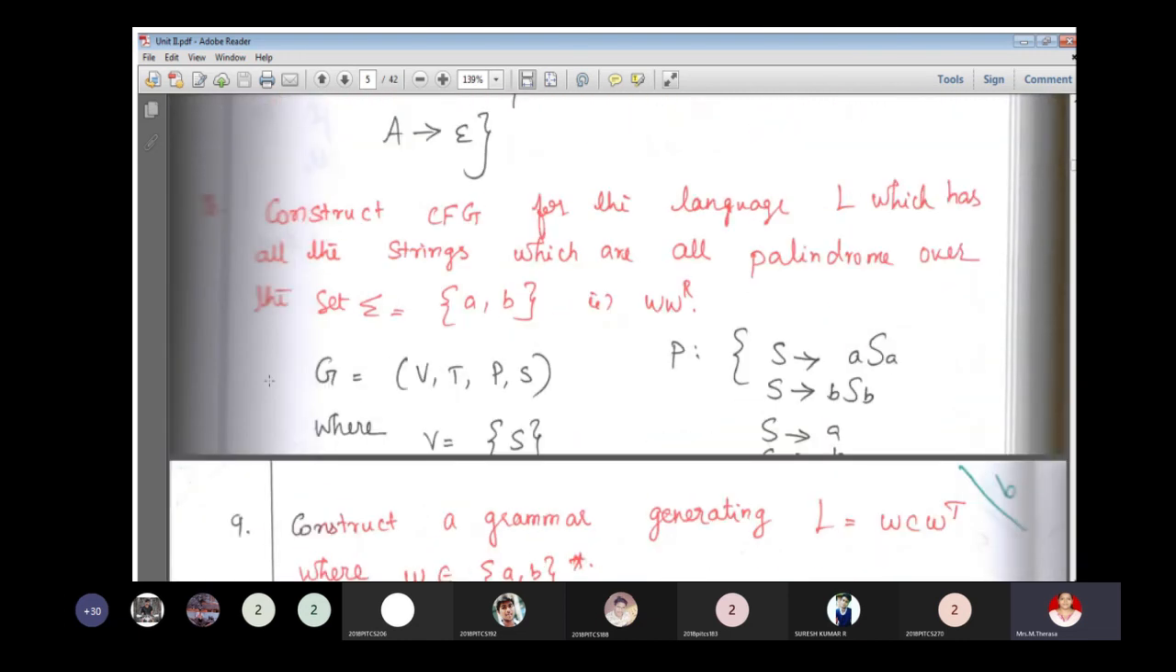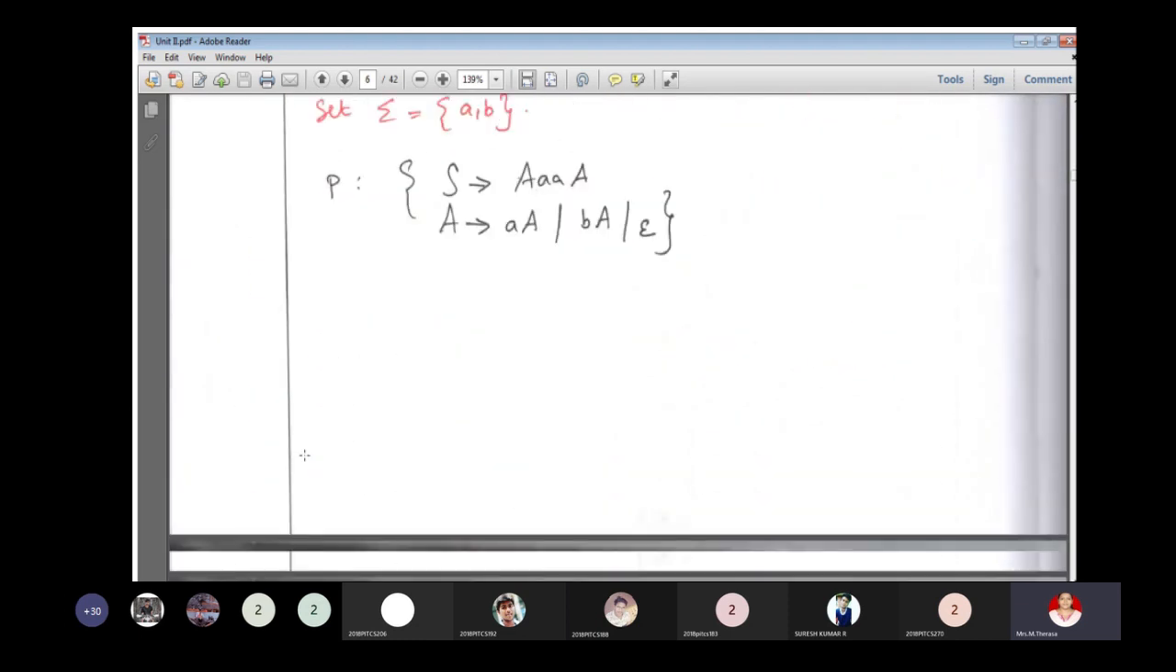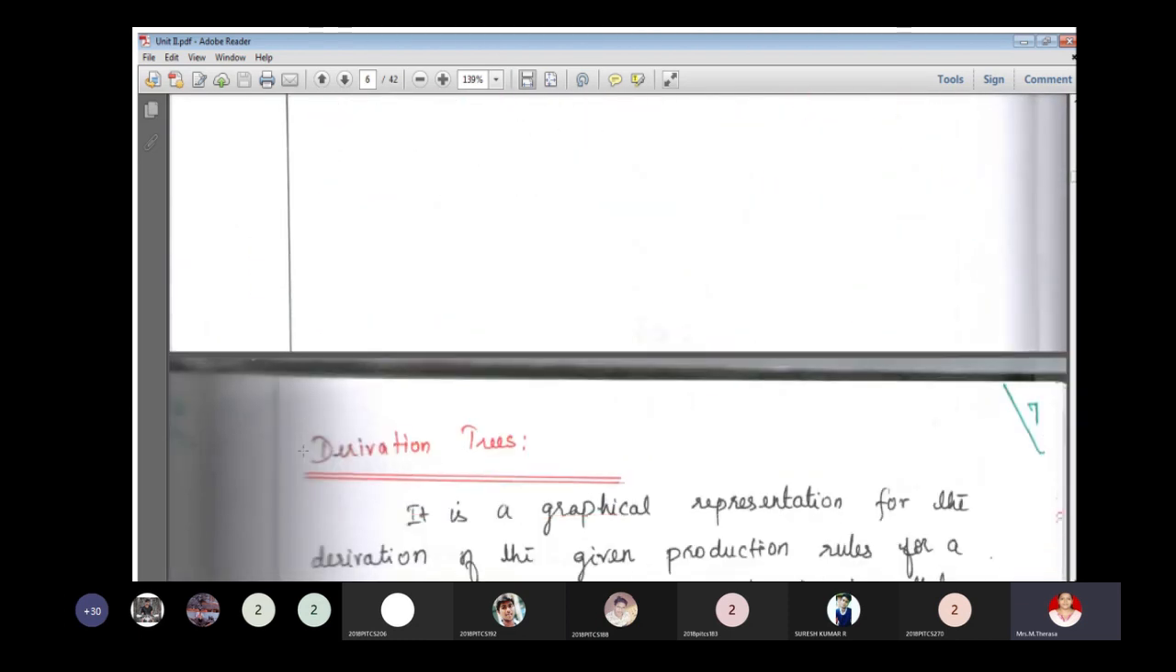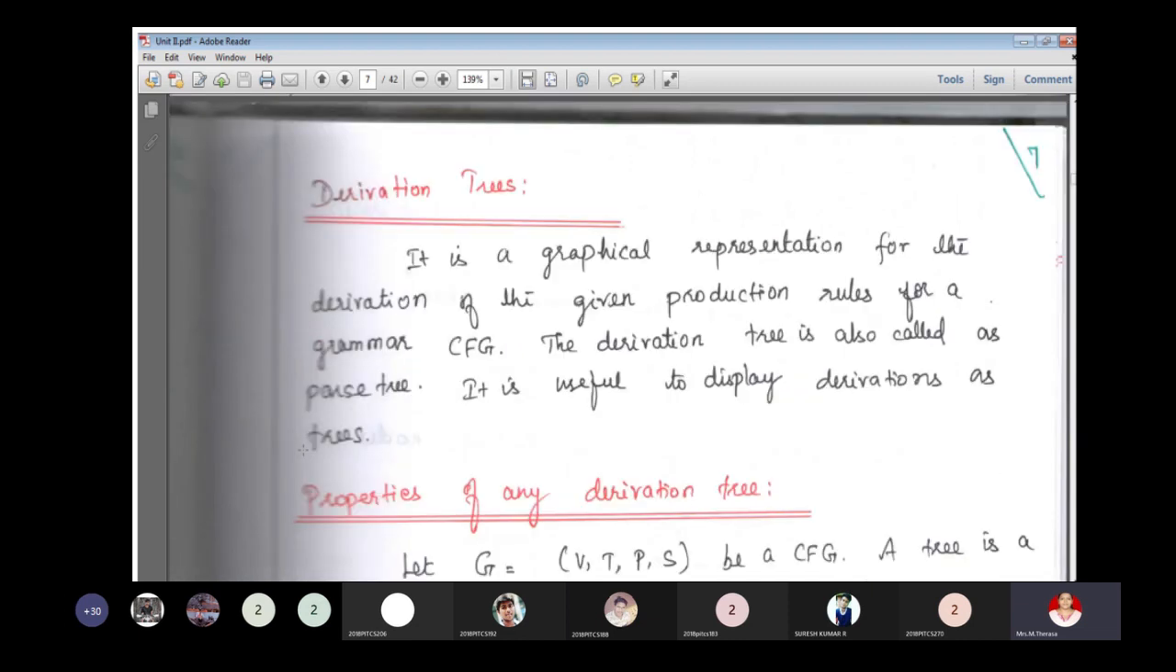Are you clear about what is grammar, what is context-free language, and what is context-free grammar? Yes. Next we'll see derivation tree. A derivation tree is nothing but a graphical representation for the derivation of the given production rules of a context-free grammar. The derivation tree is also called a parse tree. It is used to display the derivation as a tree, a graphical representation.